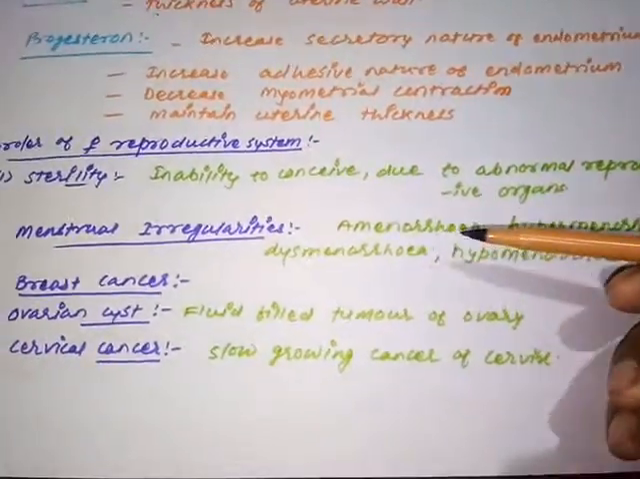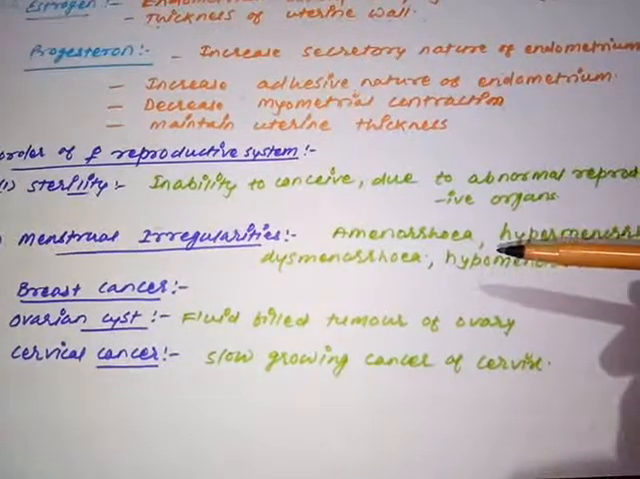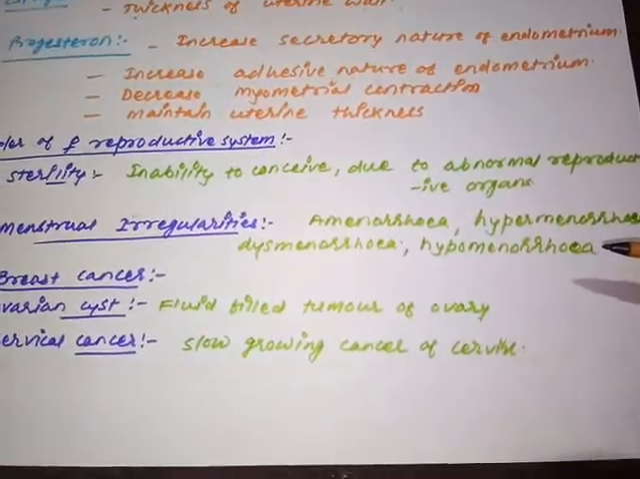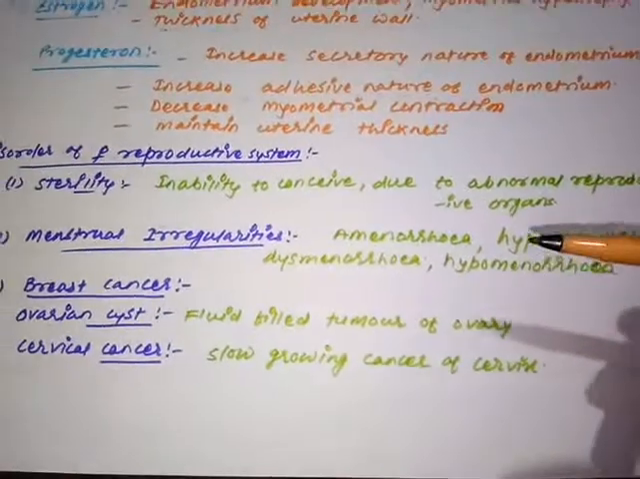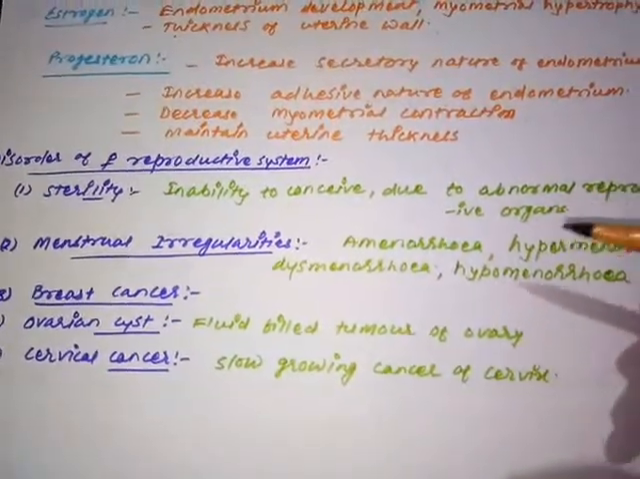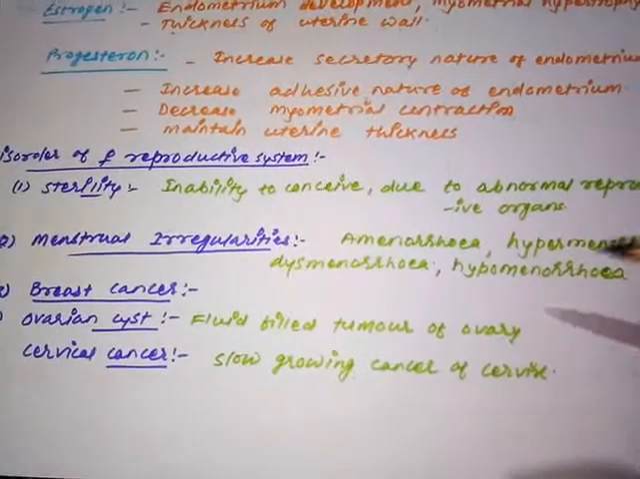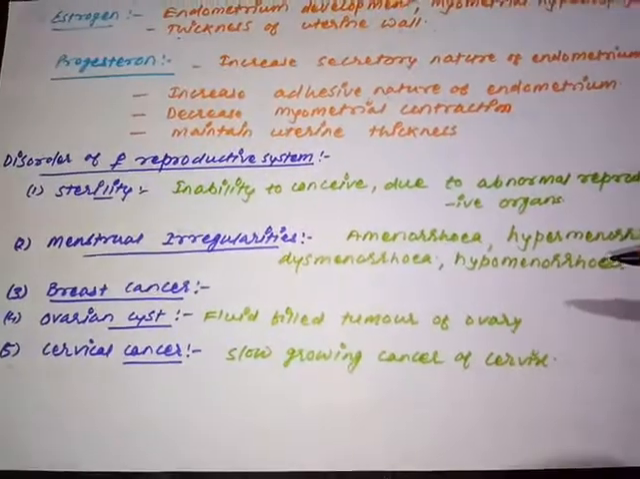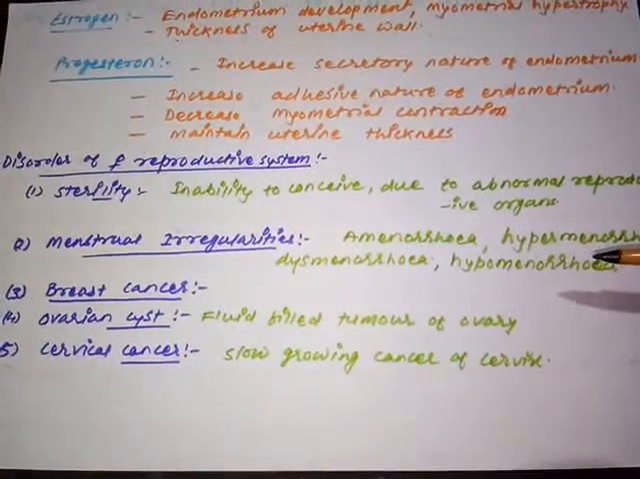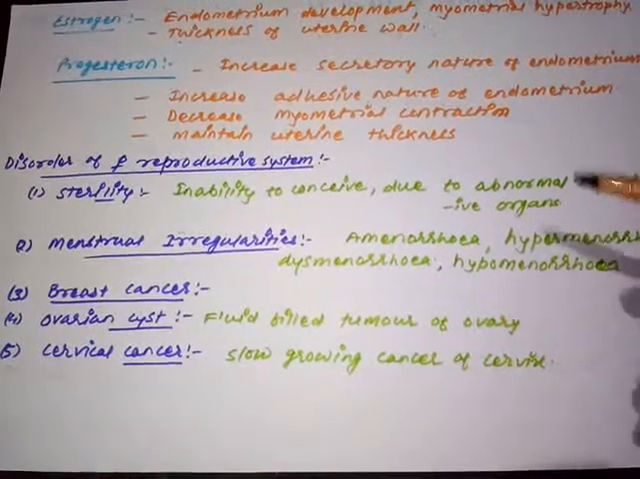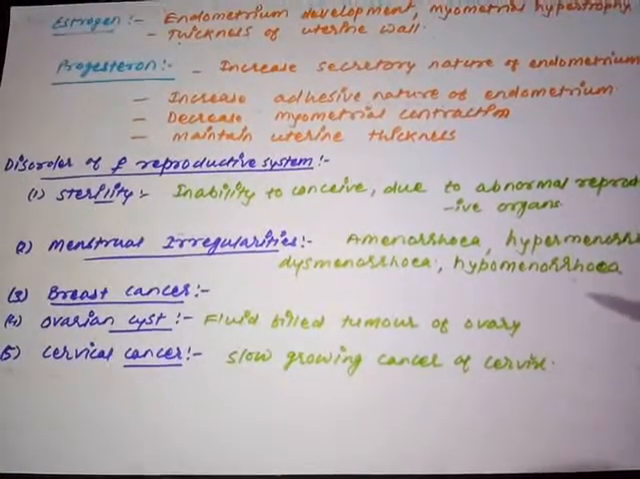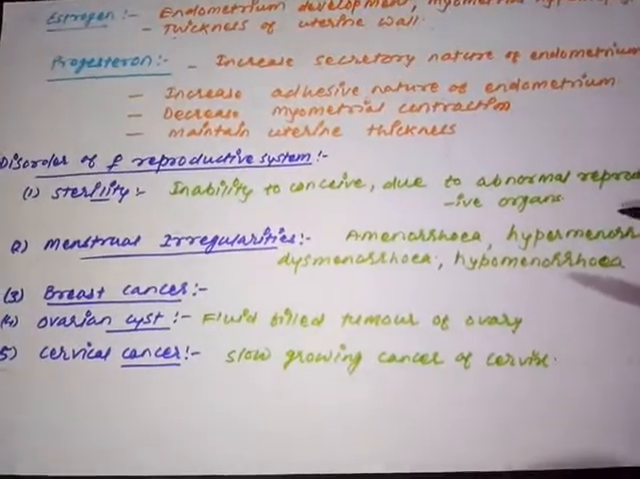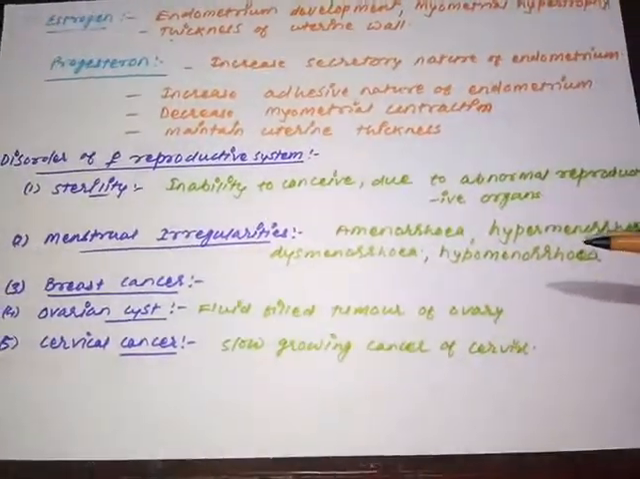But remember: amenorrhea, when menstrual bleeding is completely absent; hypermenorrhea, when there is excess bleeding during the menstrual cycle; dysmenorrhea, when there is painful menstruation; hypomenorrhea, very little bleeding during the menstrual cycle. All these terms are related to the menstrual cycle. We'll discuss them separately, because the menstrual cycle is a very important question in your final examination as well as in the NEET examination.